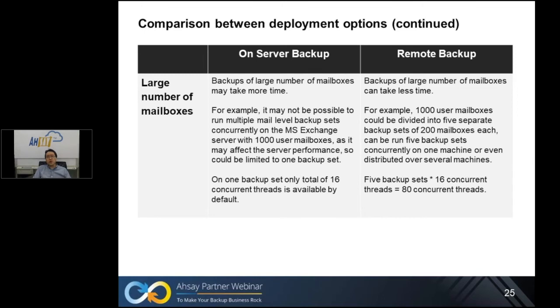But if you deploy OBM on a remote backup machine, for example, using the 1,000 mailbox example, you could divide the 1,000 mailboxes into 5 separate backup sets of say 200 each, and run the 5 backup sets concurrently on that machine, or even distributed over several machines if you prefer. Now, for 5 backup sets, each backup set will have 16 concurrent threads, and that is a total of 80 concurrent threads. That's the default setting. So in that kind of setup, it's much faster.